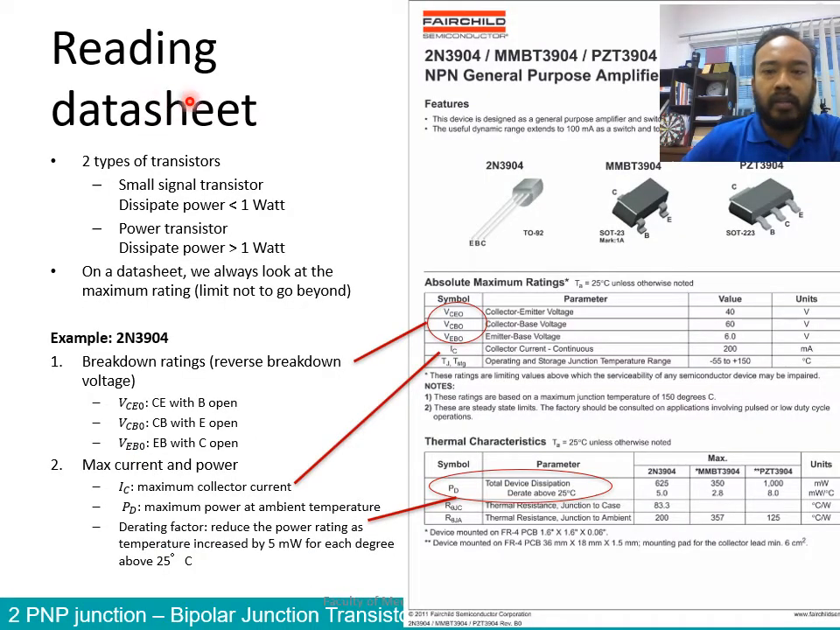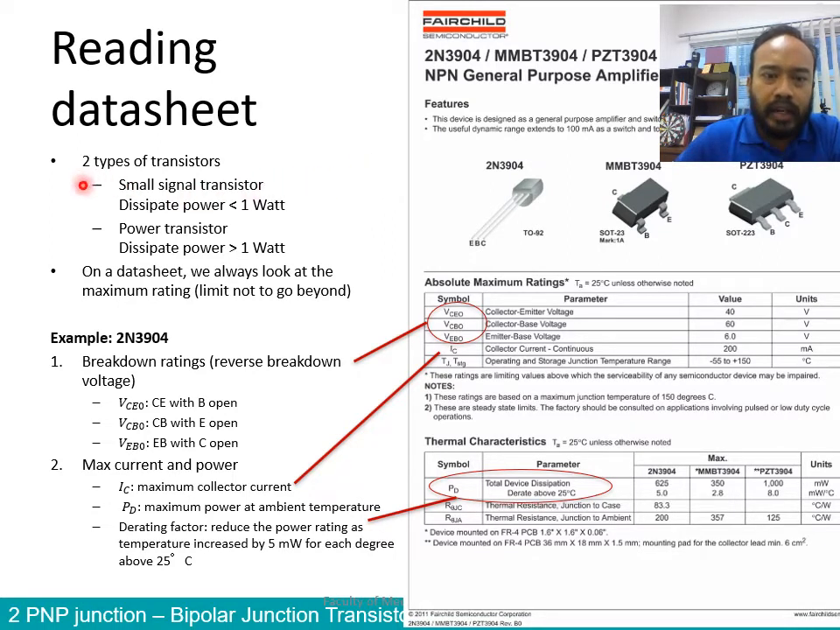Here we will have a look at a real data sheet in order to do a certain application. It would be better to have a look at the real data sheet that you will probably encounter when you try to design a circuit later and try to integrate a transistor into your design. So let's have a look at how we read a data sheet and what are the most important parameters that we have to look at inside a datasheet of a transistor.